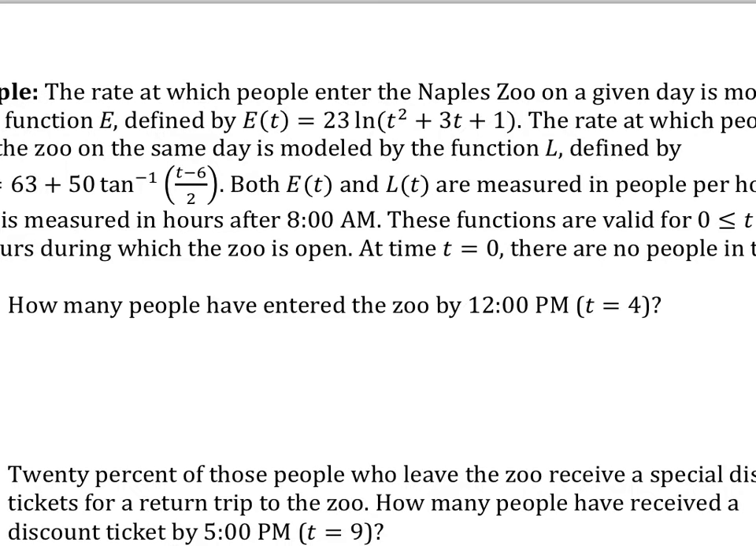How many people have entered the zoo by 12 p.m.? Easy. So how many people have entered the zoo by 12 p.m.? Just entered. Okay, they're not talking about how many people are in the zoo, just how many people have entered. So that is 0 to 4, the integral from 0 to 4 of E of t dt, so about 203.